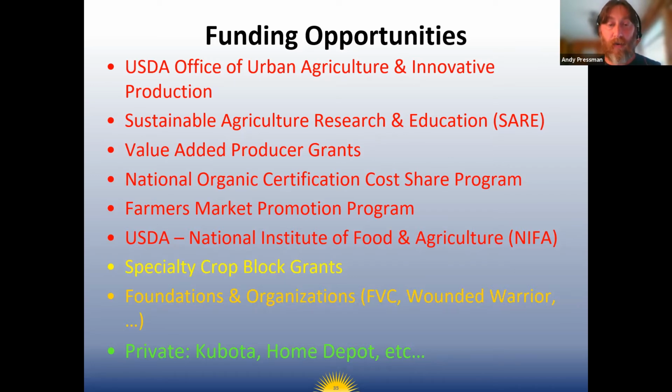SARE is a great opportunity. They have a farmer program. It does require some type of research, but if you have a question that you want to try and figure out on your farm, you can apply for SARE funding, and they may grant you some funding for it. There's value-added producer grants. There is continuing to be the cost share program for organic certification, which went away for a while, but now it's back at 50% cost share. So if you are interested in certifying, they will provide 50% of your yearly certification costs.